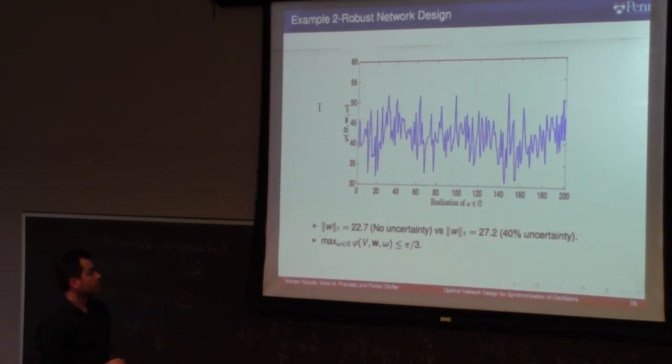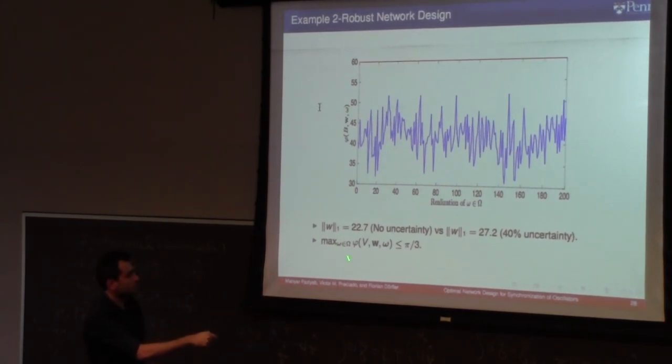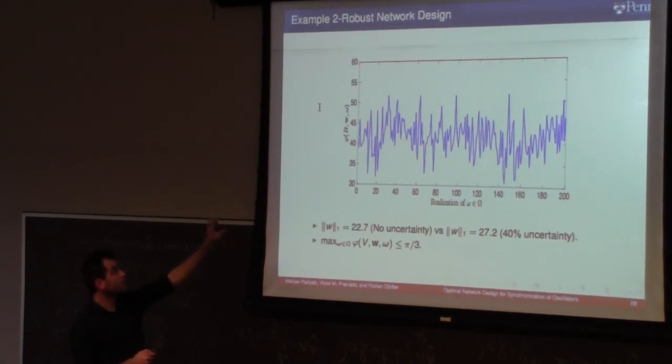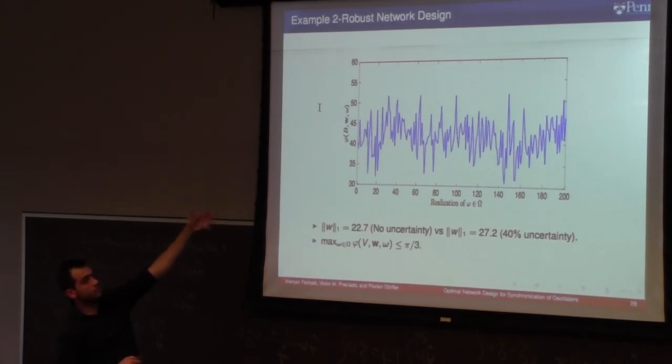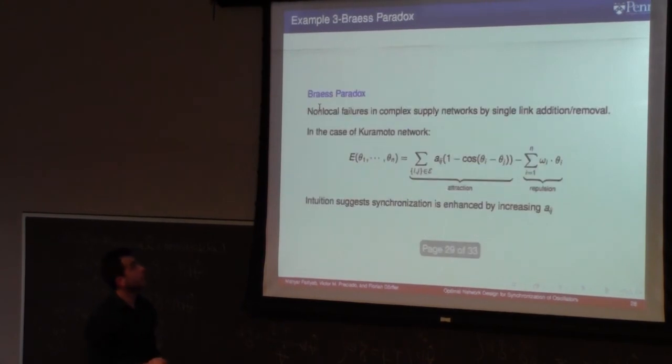And we can analytically check, by doing some linear optimization as I stated before, that the maximum phase cohesiveness is always less than 60 degrees. So what is this figure? I have realized 200 instances of this natural frequency in this convex set. I have run the simulation. I have measured the phase cohesiveness. And this is the value of the phase cohesiveness. And that 60 degrees, the red line, is my threshold. As you can see, it doesn't pass the threshold, which means that it is robust.